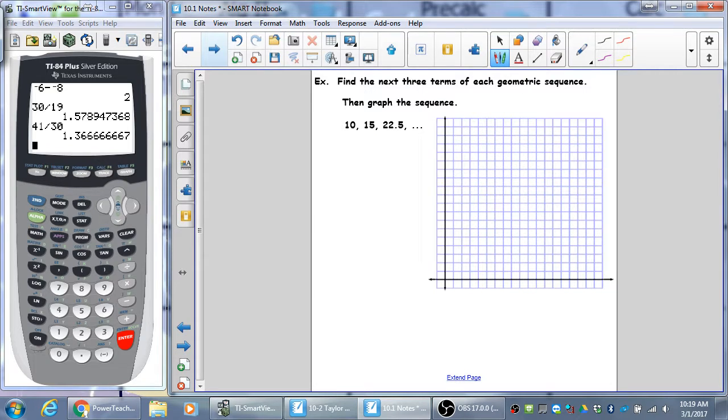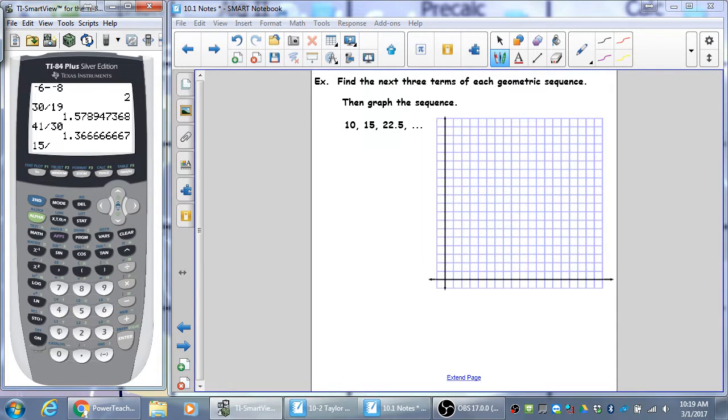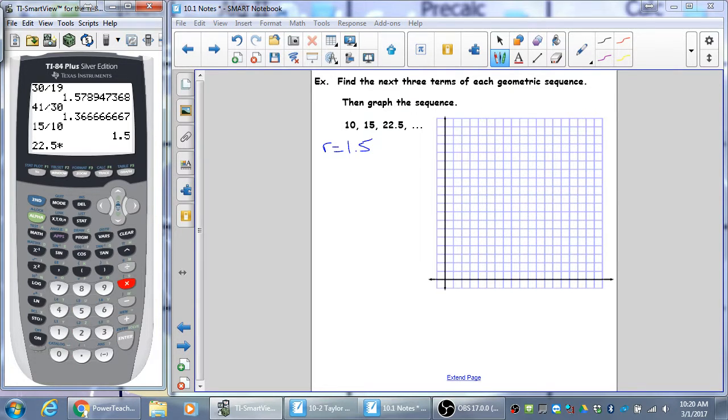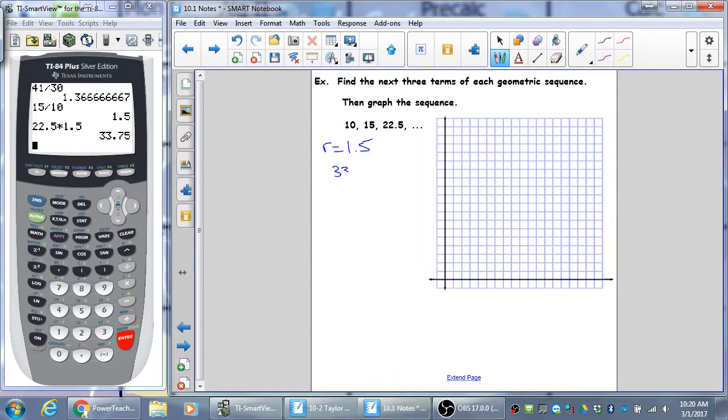Find the next 3 terms of each geometric sequence. What you're going to find out is geometric sequences increase very quickly. So let's take 15 divided by 10. Now we're told this is a geometric sequence, so the R is 1.5. That's also 3 halves, by the way, if you want to know what the fraction is. So we're going to take 22.5 and multiply by 1.5. So our next term is 33.75. So that's the first one. It says find the next 3.